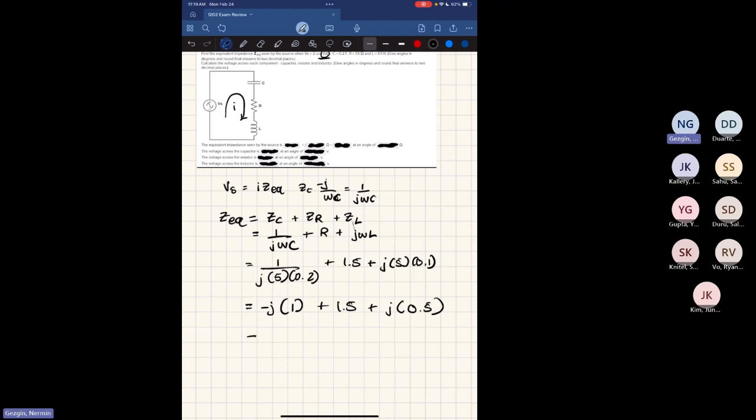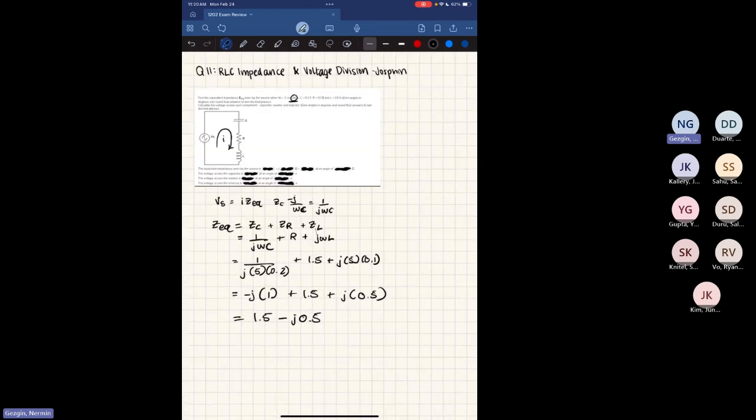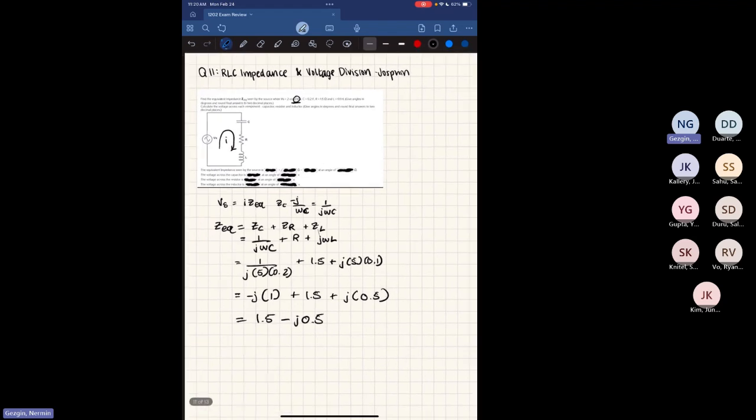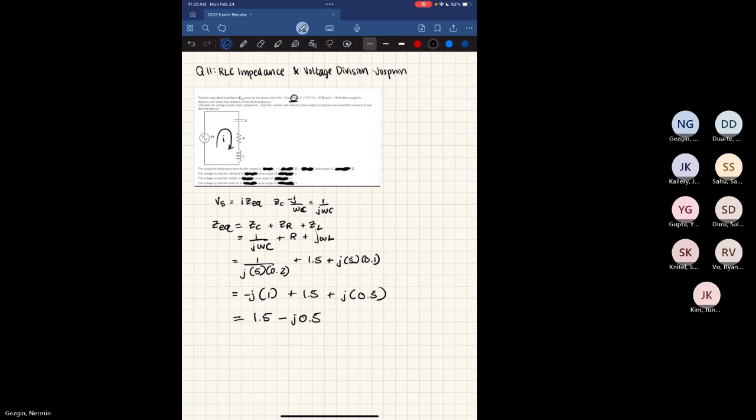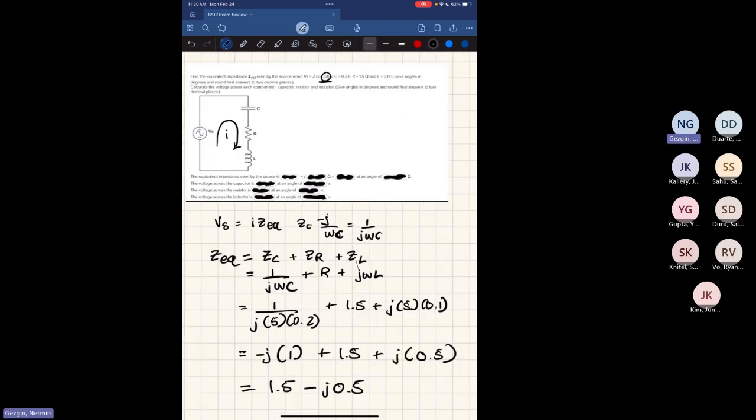So now here we can just combine like terms. That's 1.5 minus 1 plus 0.5, that's minus 0.5. So we have the rectangular form of Z equals, and we can put that down as one of our answers. So here it's asking in rectangular form, just that's 1.5, negative 0.5.